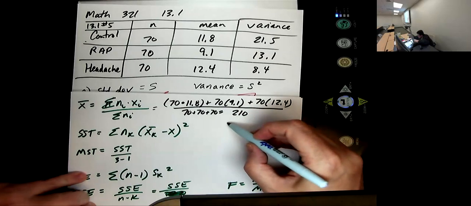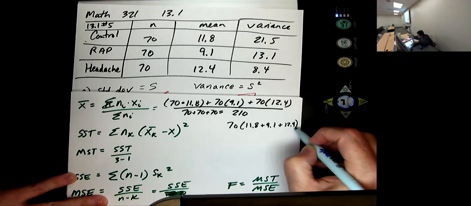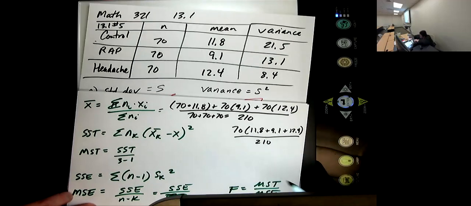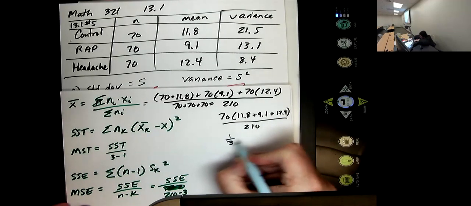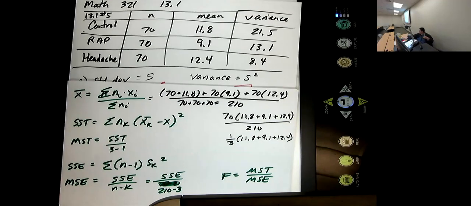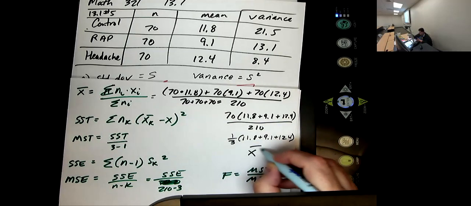So this top I can really do is 70 times 11.8 plus 9.1 plus 12.4 over 210. This actually gets easier. So this is 1 over 3 times 11.8 plus 9.1 plus 12.4. Where is my trusty calculator? I did all the hard stuff, and now I'm like, let's grab the calculator to add. 11.8 plus 9.1 plus 12.4 equals, and then answer divided by 3. 11.1. X bar is 11.1.